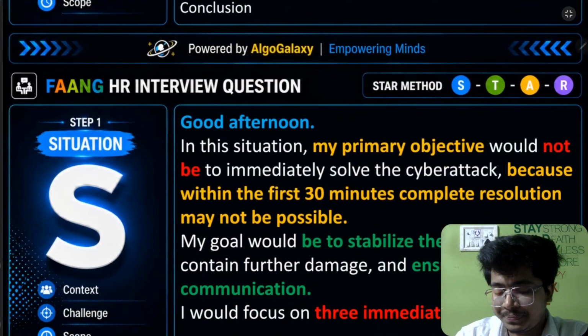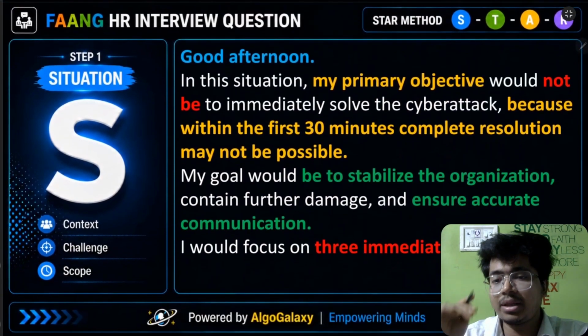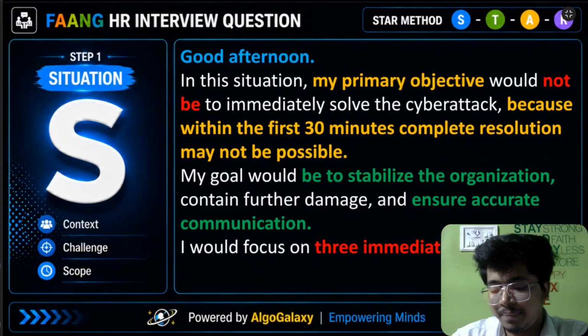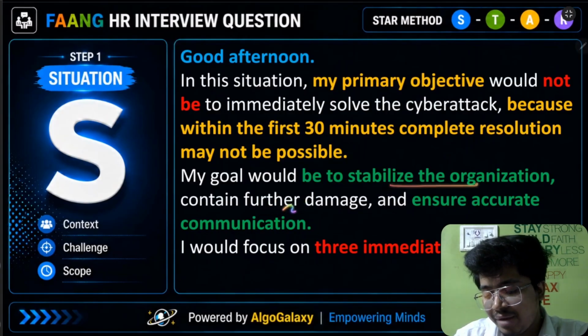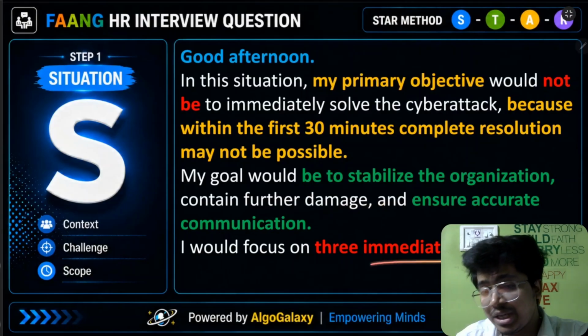So let's look at how we start the answer in the interview round. Good afternoon. In this situation, my primary objective would not be to immediately solve the cyber attack, because within the first 30 minutes complete resolution may not be possible. My goal would be to stabilize the organization, contain further damage, and ensure accurate communication. I would focus on 3 immediate decisions.